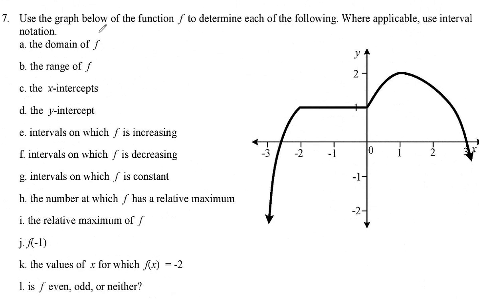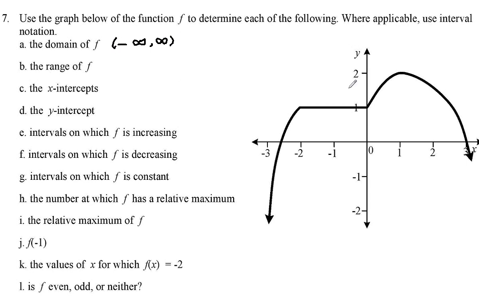And here we're using this graph to find each of the following using interval notation where it is needed. So, domain of the function. Well, this keeps going to the left and this keeps going to the right, so our domain's going to be -infinity to infinity. Nothing gets ruled out there. No open circles on the graph, no asymptotes.